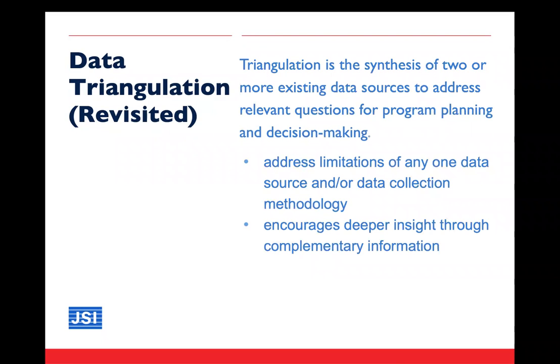So you'll remember the concept of data triangulation, which is the synthesis of two or more existing data sources to address relevant questions for program planning and decision making. And I'm sure that you've used data triangulation in your work. You know it requires critical thinking skills and some basic analytical skills, but the activity goes beyond making graphs. It's really about turning data into reliable information for action. So let's think about how we might use data and information about our cold chain to provide insights into our vaccine management and using this information for action.